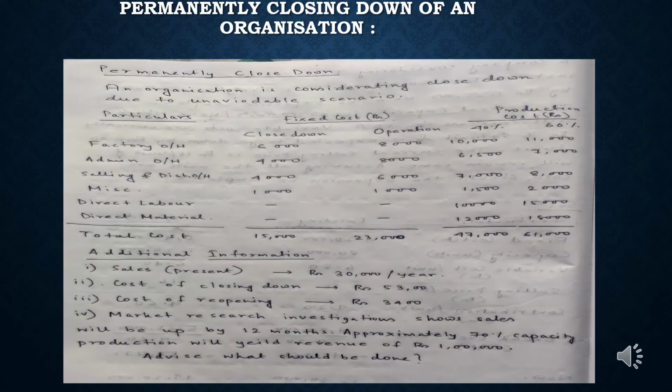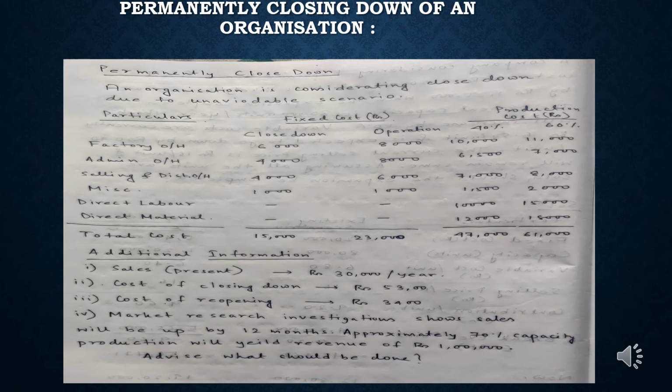Another important decision to be considered in economic decision making is whether the organization should opt for permanently closing down, or should it wait for that particular loss region to be wiped away, so that the organization can furthermore achieve the profit region. So let's see how the sum goes.